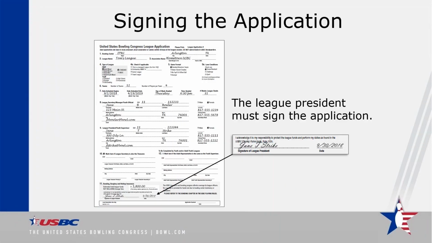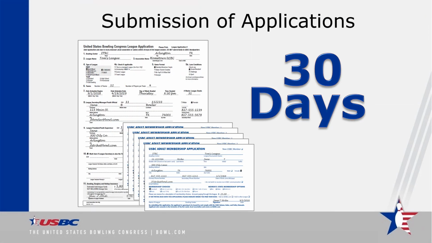Last but not least, make sure the league president signs the application prior to submission to the local association. In order for the league to remain certified and not lose any benefits of certification, it is the league secretary's responsibility to submit the league application along with all the membership applications and fees to the local association within 30 days from the start of the league's schedule.